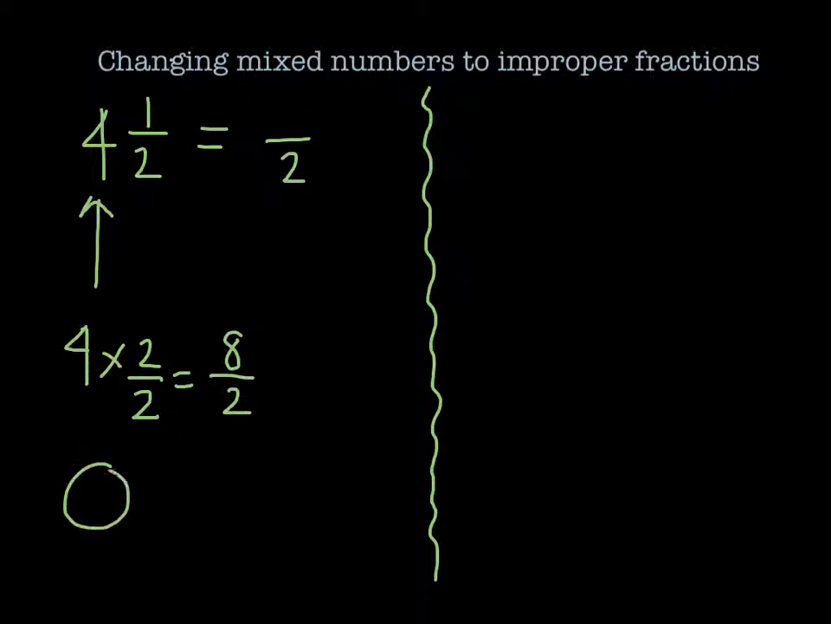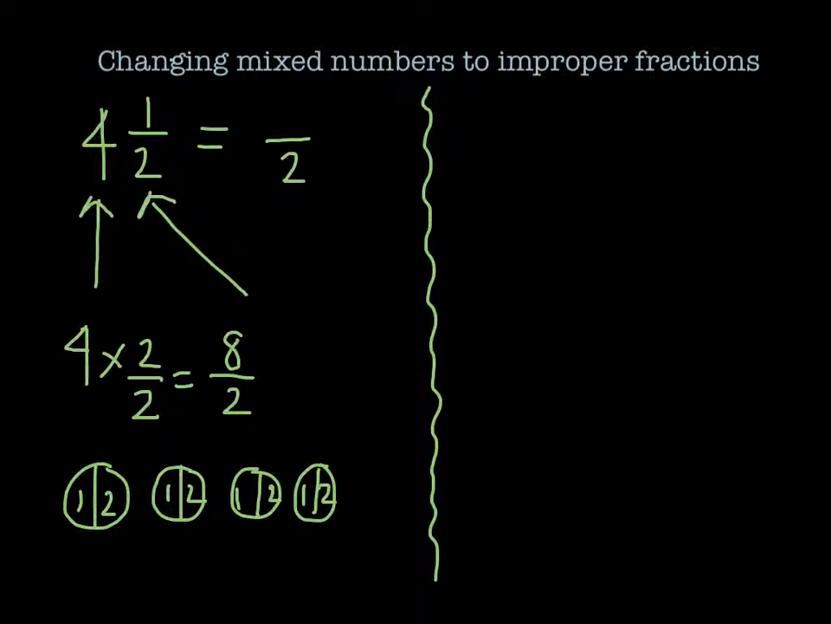If you think about the picture, here's our 4 wholes. Each of them has 2 halves to it, so there's your 8 halves. And then we have one more half here. When we put 8 halves plus 1/2 together, we end up with 9 halves.